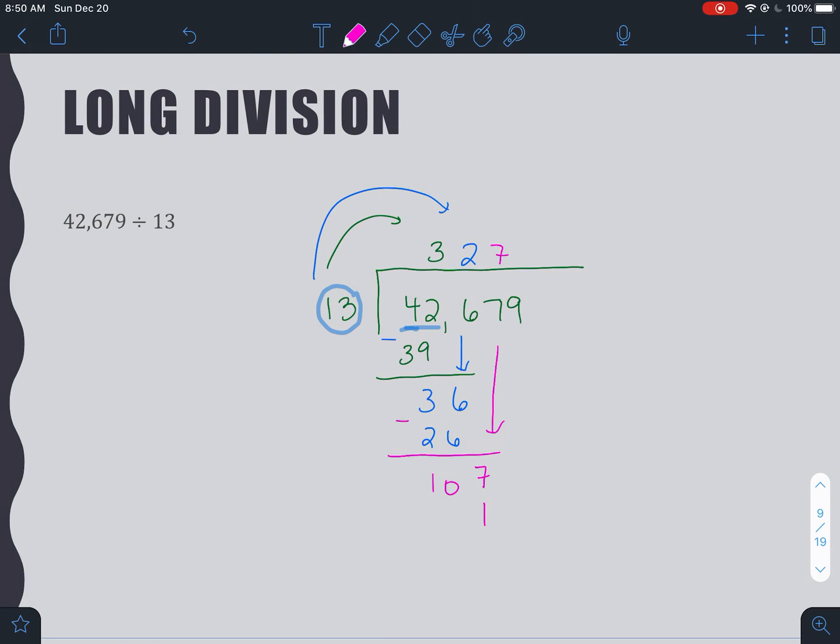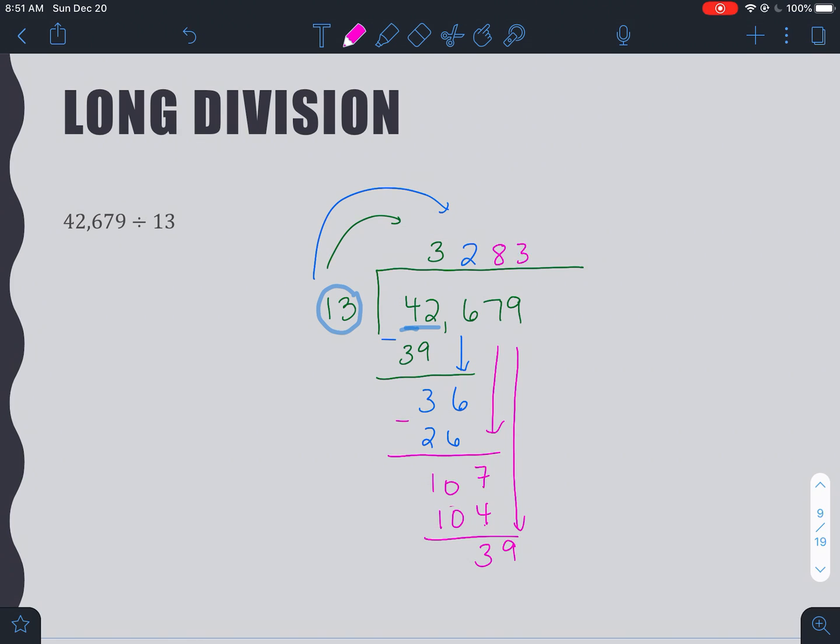Maybe 7 times? Let's see if that works. 13 times 7 would be 1, and then 2, so 91. Nope, it can go one more time. So we'll do 13 times 8. And 13 times 8 would be 24, and then carry the 2, so it would be 104.